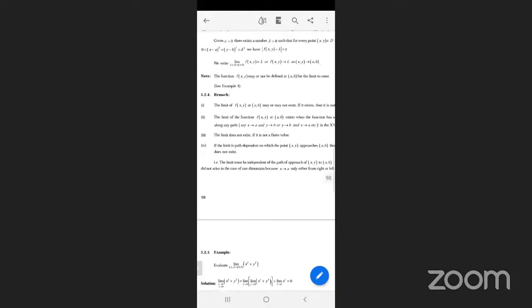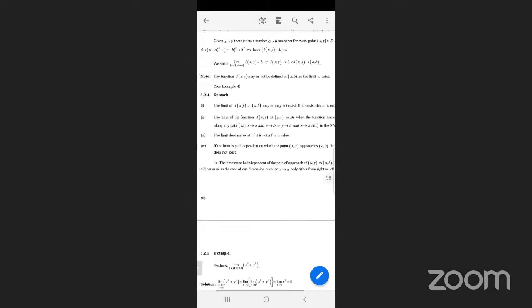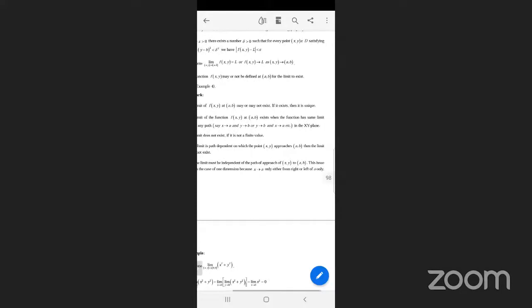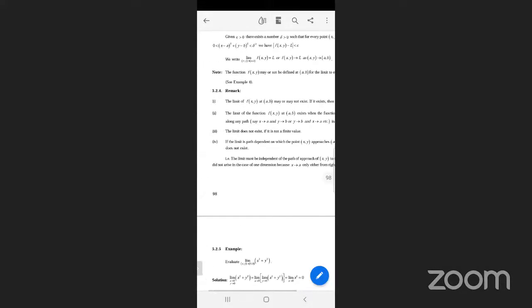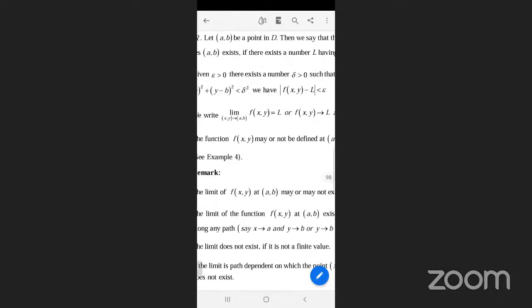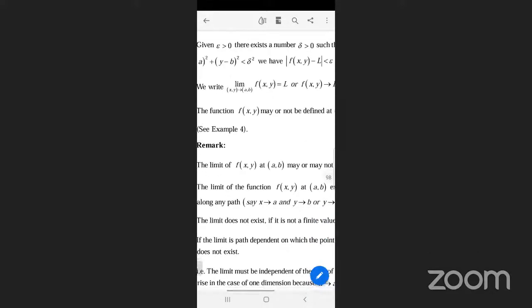I will read once again here. The limit of the function f(x, y) at (a, b) exists when the function has the same limit along the paths, say x tends to a, y tends to b, or y tends to b, x tends to a, etc. in the xy plane. And the limit does not exist if it is not a finite value. So what is the meaning of this? If the limit as (x, y) tends to (a, b) of f(x, y) equals L, and this L is finite, then we say it has a limit point. Suppose L is infinite, whether plus infinity or minus infinity, then we can say for that kind of problem, the limit does not exist. So if it is infinite, the limit does not exist.